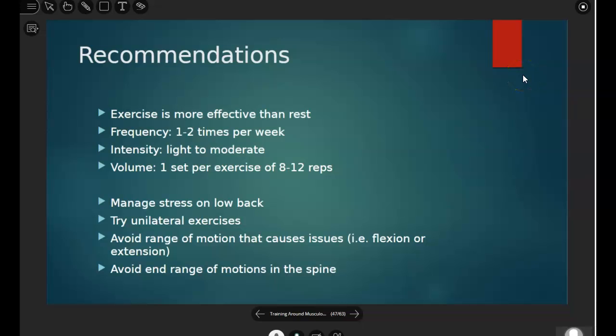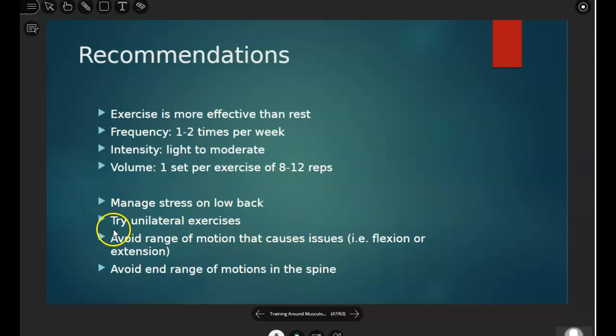If I ever had somebody that I was training that had low back pain, I would always much rather have them come back 2 days later and say, yeah, that wasn't that tough of a workout, than have them come back in a lot of pain from it. So if someone has low back pain, I try to always undershoot the training volume until I know how much stress they can handle. That means we're managing stress on the low back.